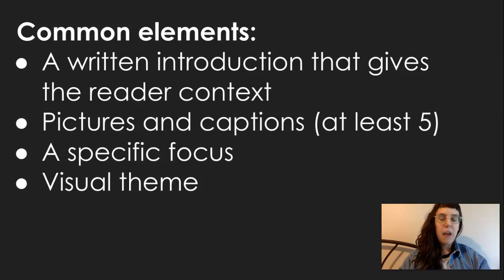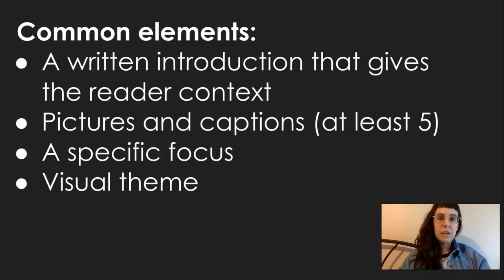Visual theme, that basically means that it's clear that all of these pictures are related to each other. So things like, are you putting all the pictures in black and white? Are you doing a lot of zoomed in pictures versus long shots? If you're taking pictures of people, are you taking pictures of their whole body or close up?